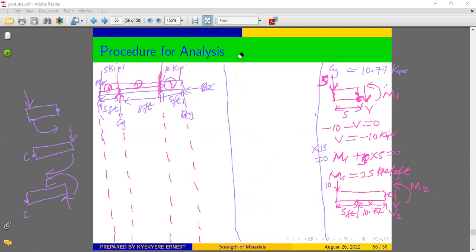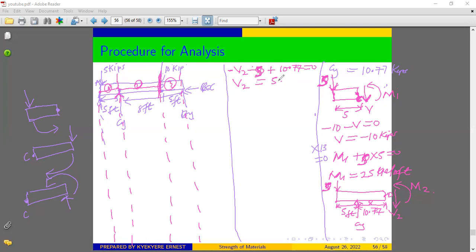So from here, we can say that V2 is coming down. So negative V2 plus 10, which is minus 10. 10 is coming down. So it's going to be minus 10. This CY is going up. So you have plus CY, which is 10.77. It's equal to zero. And from there, when you do the math, V2 should be equal to 10. It's supposed to be 5. So this is supposed to be 5. So we are going to get 5.77.